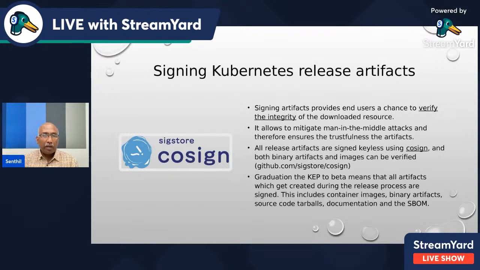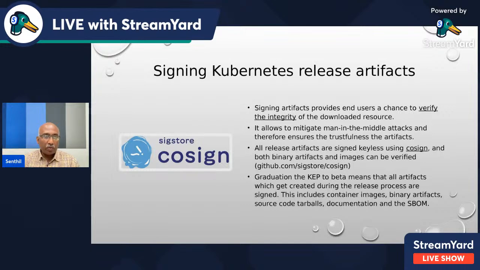This can prevent something called man in the middle attacks. In this attack, a person will intrude into the traffic that is sent by the server to the client, and then the intruder will modify the traffic, so that the end user receiving the artifact will not be receiving the original artifact, but perhaps a malicious artifact. But signing will help you get rid of these attacks. And Kubernetes itself has zeroed in on cosign as the tool for signing artifacts.